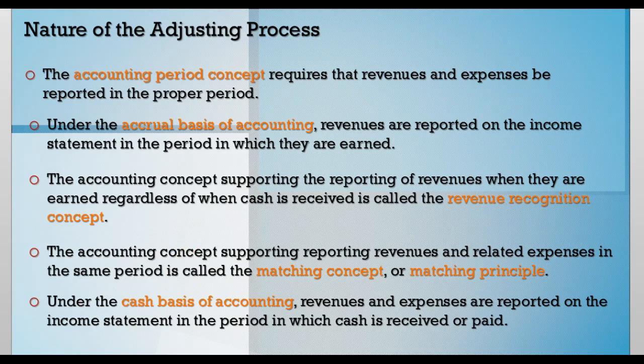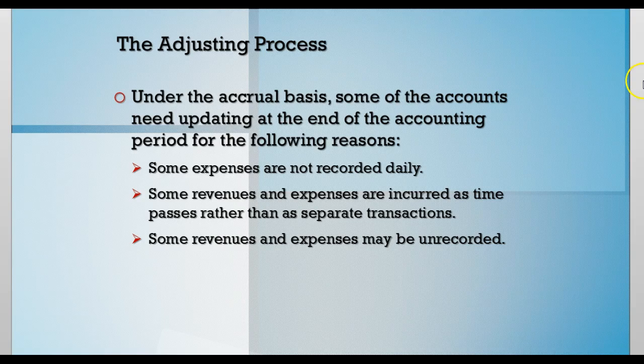So as we move on, the adjusting process. Okay, there are some accounts that will need to be updated. Now, what are those accounts and why? Well, number one, some expenses, right here, aren't recorded daily. So you may not record depreciation every day. You may not record wages every day. Obviously, you wouldn't record wages simply because you only pay them once a week or maybe every 2 weeks.